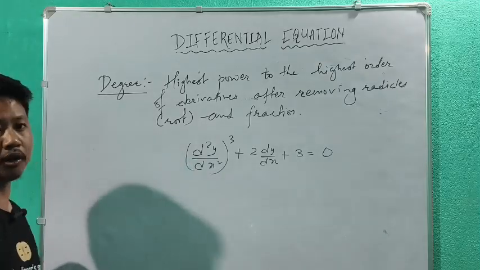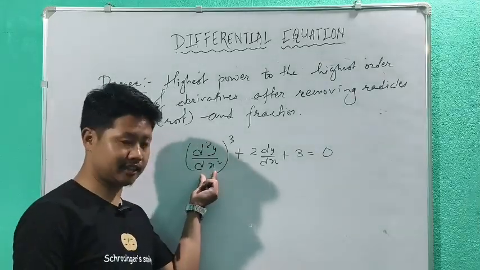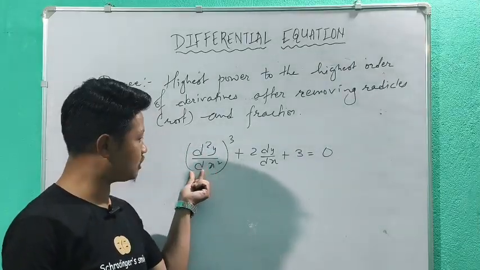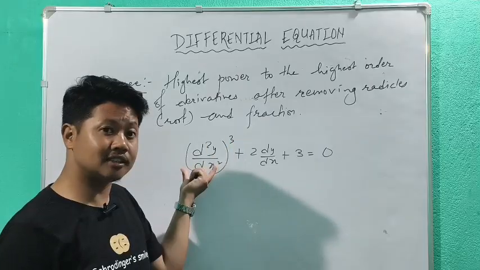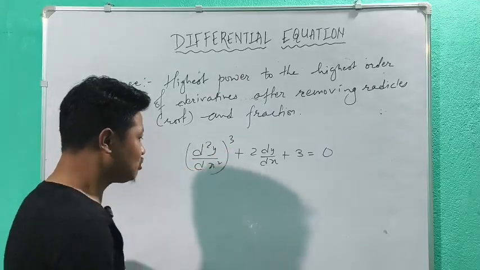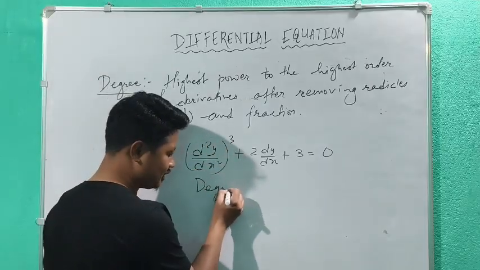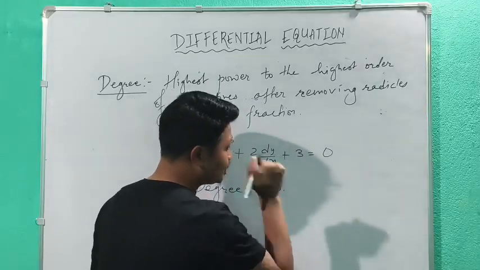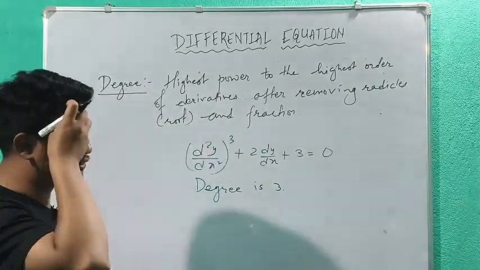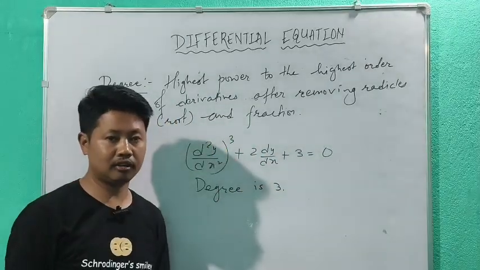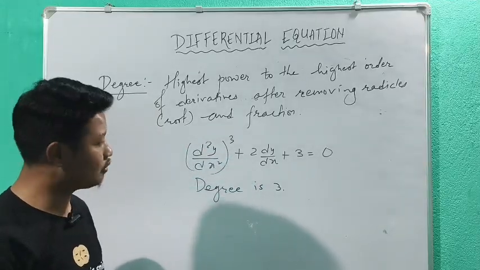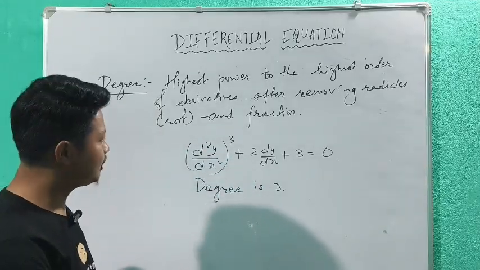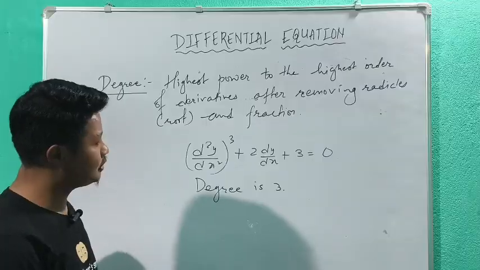Okay, so the highest order is this. So this is the second order differential equation, and the highest power of this second order differential equation is 3. So I can write degree is 3. So this is very easy to find the degree and the order of the differential equation. So this is how we can identify the degree and the order of the differential equation.